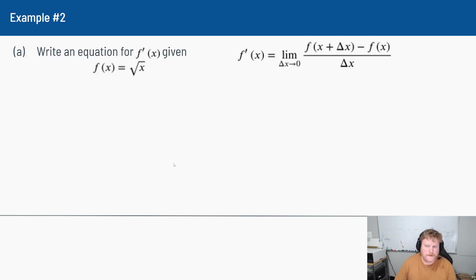Okay, so let's look at an example. We want to write the equation of f prime of x given that f of x is the square root of x. So we're going to start with my formula or my definition of derivative. We're going to plug in our values. X plus delta x goes into the function f of x.